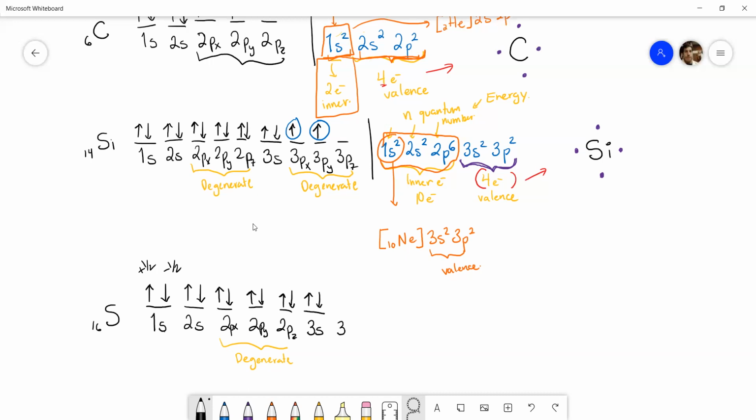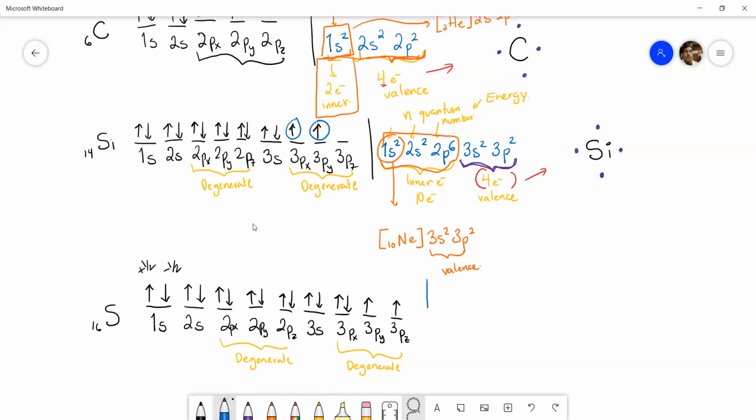And then we have another set of degenerate orbitals, in this case, the 3px, 3py, and 3pz. These are all also degenerate. They have the same energy. So that's why electrons occupy the free orbitals before pairing. So we have 13, 14, 15, and 16, okay? So this is the complete electron configuration.